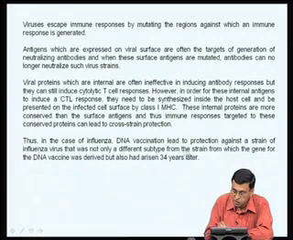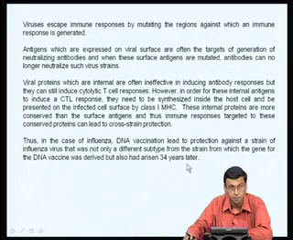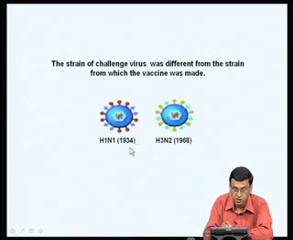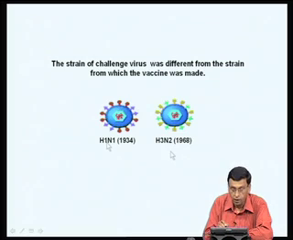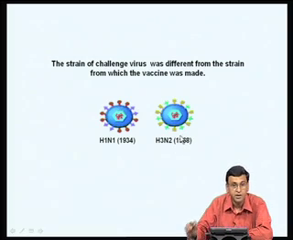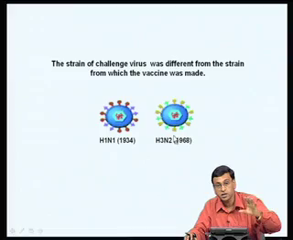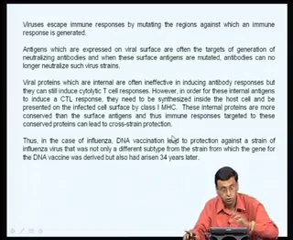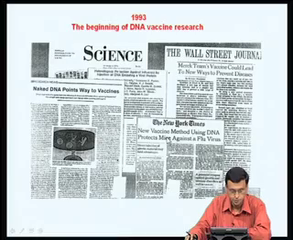So, DNA vaccination led to protection against a strain of an influenza virus that not only was a different subtype from the strain from which the gene of the DNA vaccine was derived, but it had arisen 34 years later. So, the nuclear protein gene came from a strain which was in the year 1934, and the challenge virus came out in the year 1968. So, even after 30 years, this nuclear protein gene is able to confer cross strain protection. So, it was a very major breakthrough.